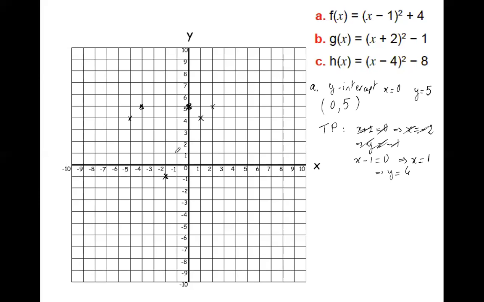So the graph should be somewhere here. So let's try x equals 3. 3 minus 1 is 2. 2 squared is 4. 4 plus 4 is 8. So 3 and 8 would be, and because I've got 2 and 2, so my graph should be here. So that's A.